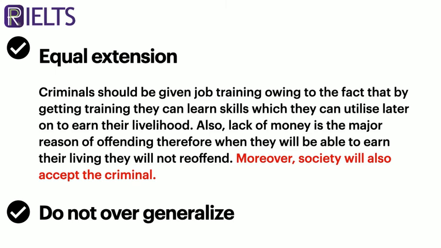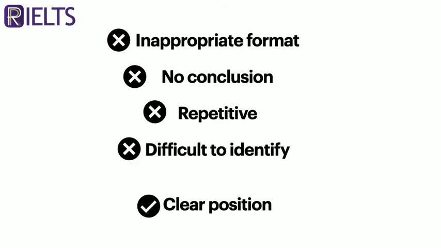Right? Then the next thing is do not overgeneralize. If you have to extend the ideas, that doesn't mean you write each and every detail of that idea, right? So you do not have to overgeneralize it. Then the next thing is inappropriate format. You have to use appropriate format. You have to use formal format. If you use some informal words such as great, actually, or you use some contractions in your essay, that will be inappropriate format. So always use formal format for your writing.